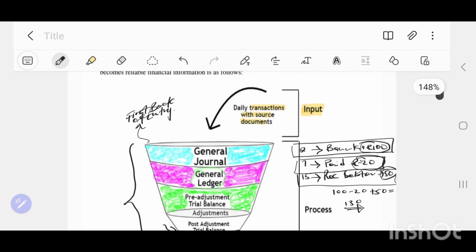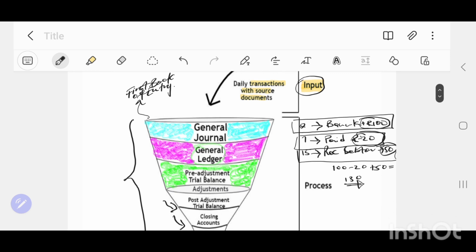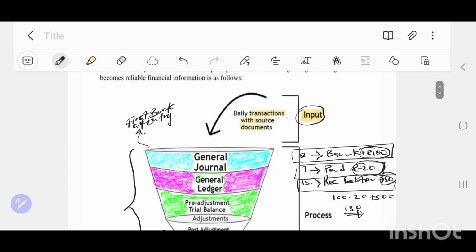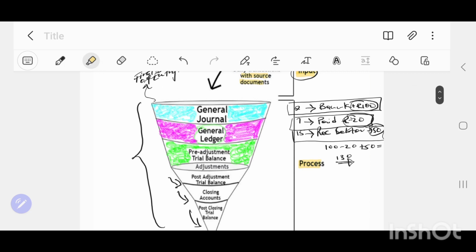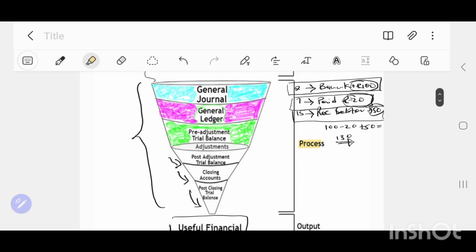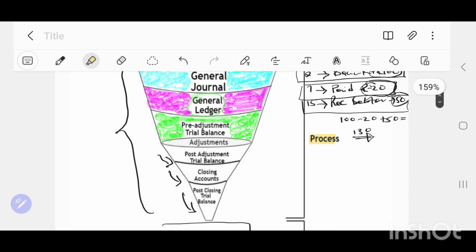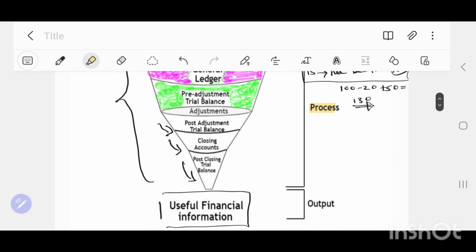What I'm saying is that we input financial data in the form of daily transactions that happen, and that's raw data. Our transactions, when they happen, don't necessarily tell you much because there's no context for them. From there, we record, organize, update and correct this information in what is called an accounting process. So an accounting process has the general journal, general ledger, pre-adjustment trial balance, the adjustments, post-adjustment trial balance, the closing entries, and post-closing trial balance. After the information has gone through the process, we get the output.